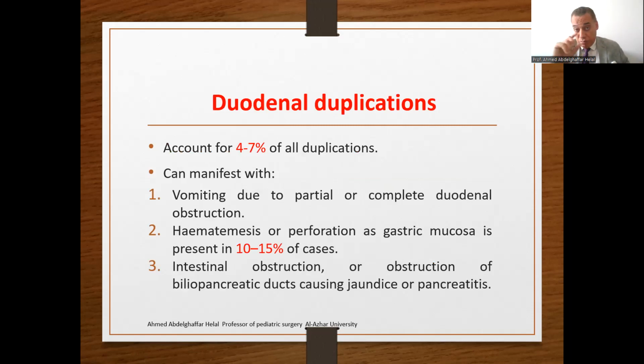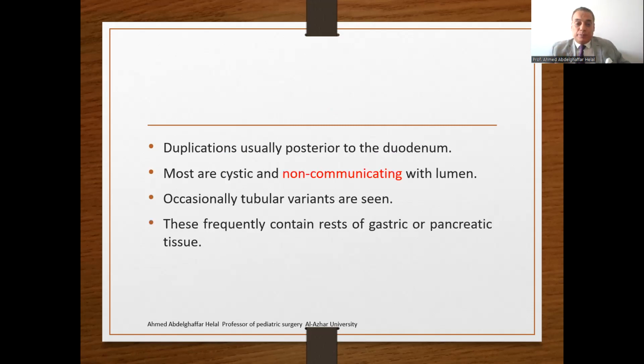Duodenal duplication, esophagus, thoracoabdominal, and gastric duplication. Pyloric and duodenal duplications account for about 4 to 7% of all duplications, and can present with vomiting due to partial or complete duodenal obstruction. Hematemesis or perforation of the gastric mucosa is present in 10 to 15% of the cases, with intestinal obstruction or obstruction of the biliopancreatic duct causing jaundice or pancreatitis.